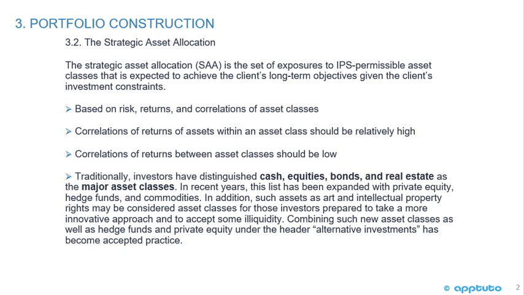It's based on risk, returns, and correlations of asset classes. Correlation of returns of assets within an asset class should be relatively high. Correlations of returns between asset classes should be low. Traditionally, investors have distinguished cash, equities, bonds, and real estate as the major asset classes, or sometimes we call them traditional asset classes.